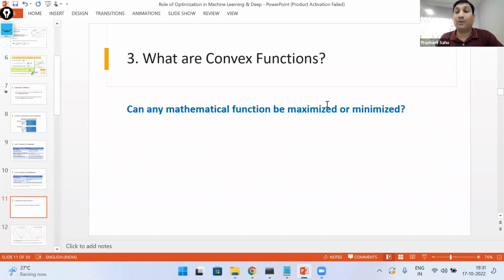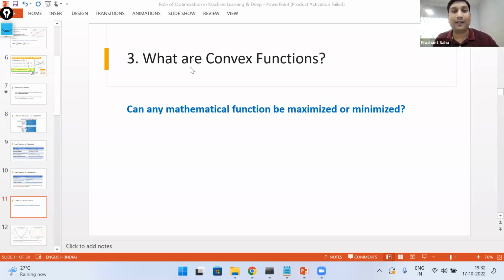Okay, so obviously the next question is, can any mathematical function be maximized or minimized? What is your opinion? I'll give a pause here. What do you think? I want your opinion in the chat box.